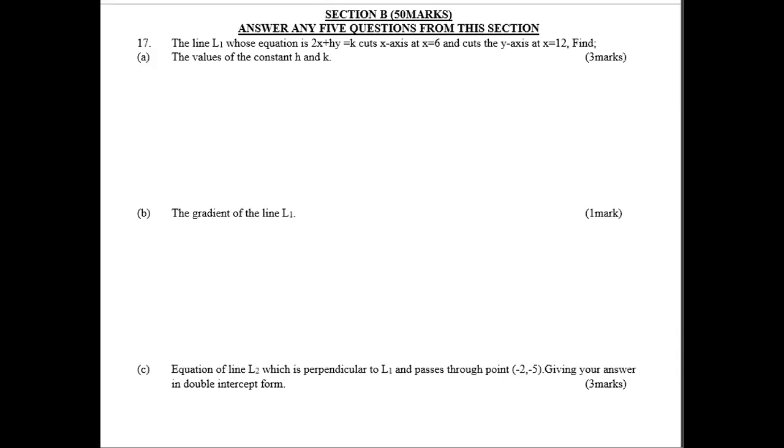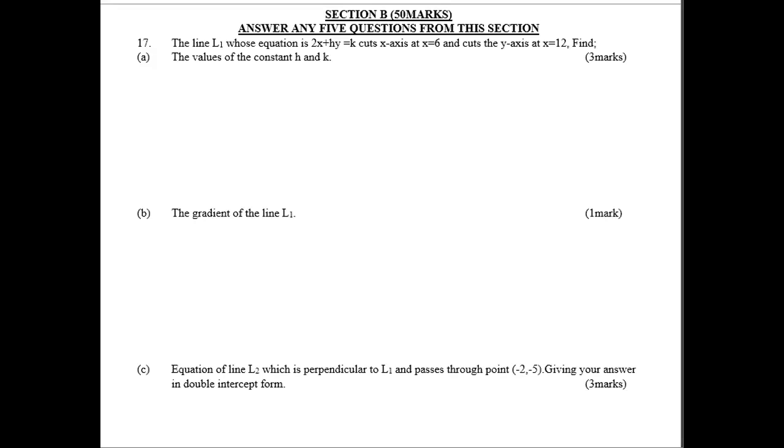Part C of the question says, I hope up to that point we are in agreement, find the equation of L2, which is perpendicular to L1. We already have our L1, and we want an equation of another line that is perpendicular to L1 and passes through negative 2, negative 5.